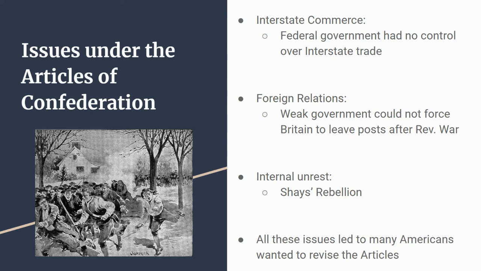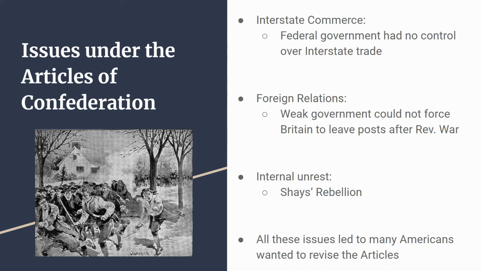So America wins this war, and British soldiers are still there. It's very upsetting. And then probably the most important thing to know about the issues under the Articles of Confederation is this last point here, the internal unrest. And this rebellion is really important to know. So we got to lock this one in.